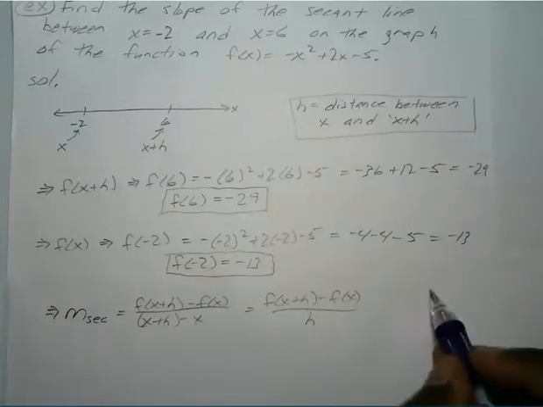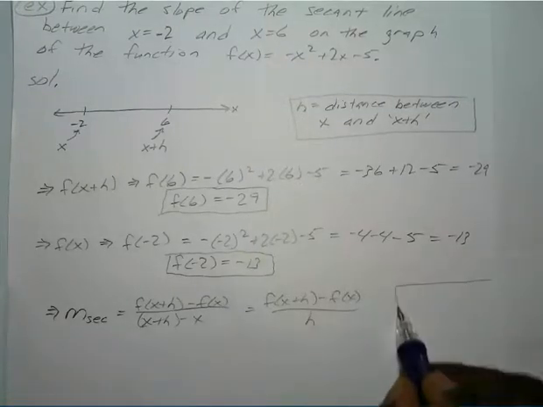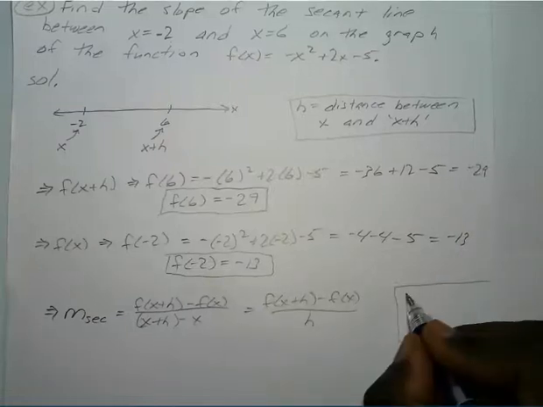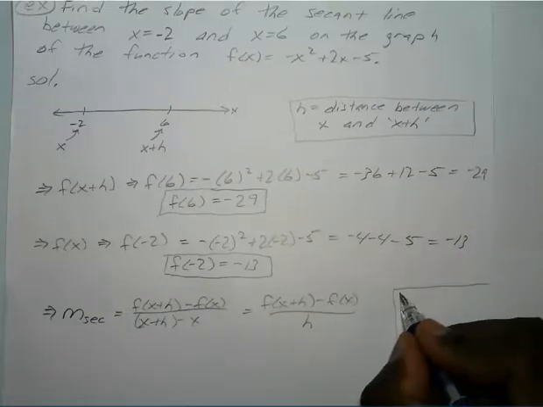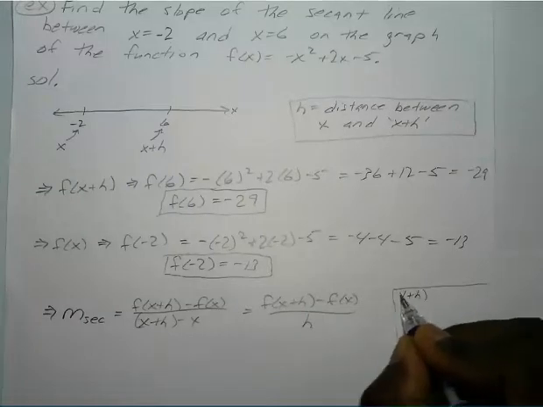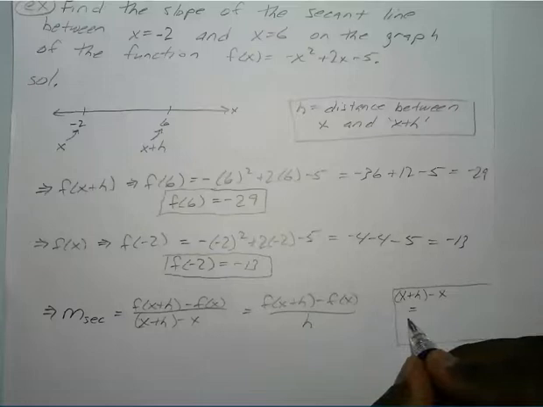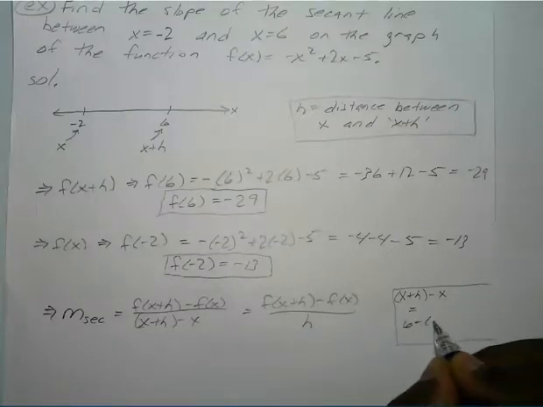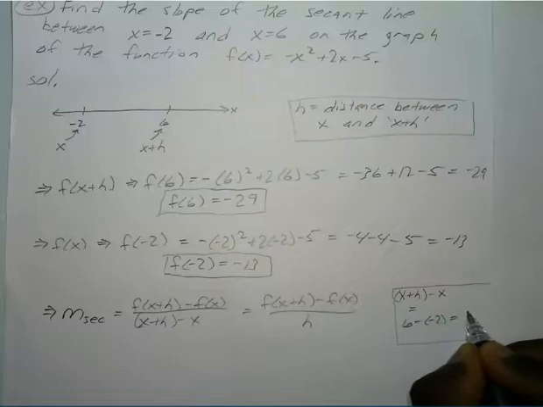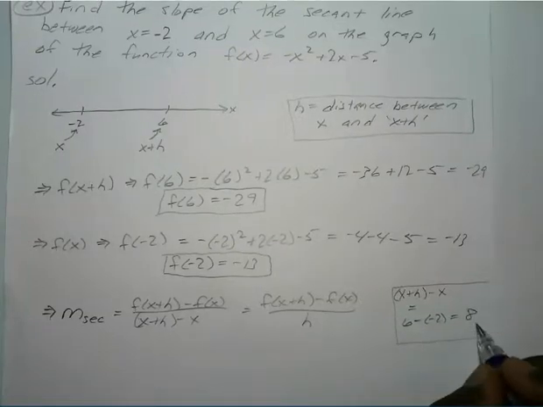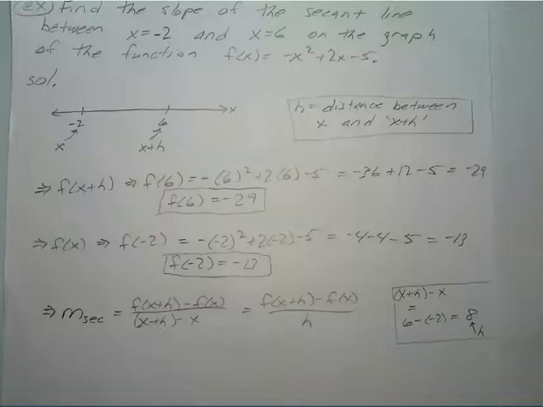Okay, just as a little side note here: x plus h minus x is equal to 6 minus negative 2, which is just 8. So that's your h. Just a little side note so you know how I got it.